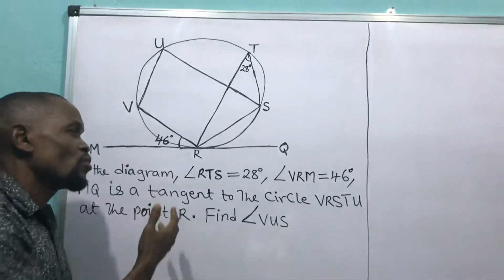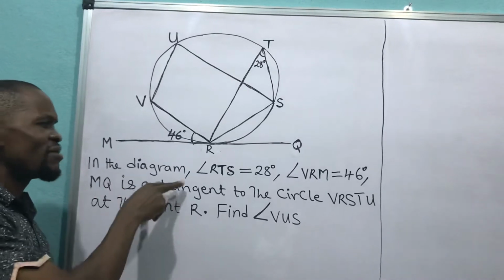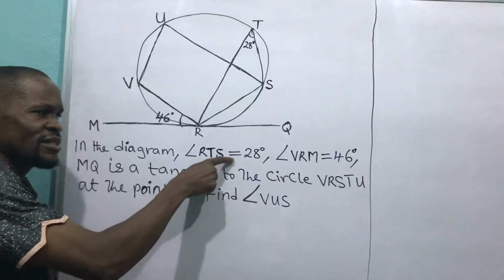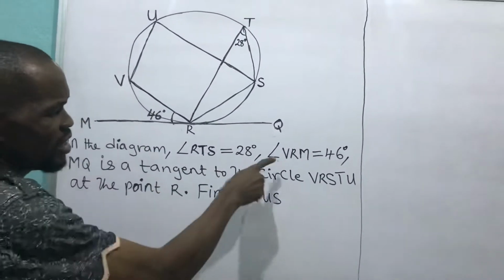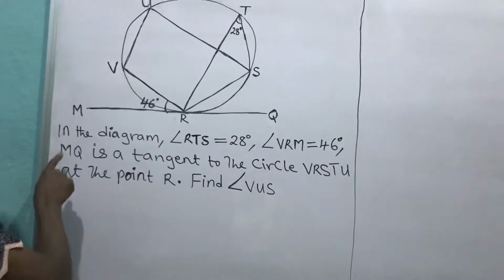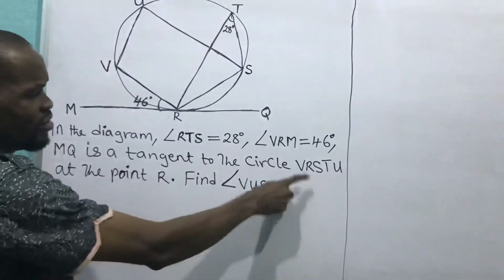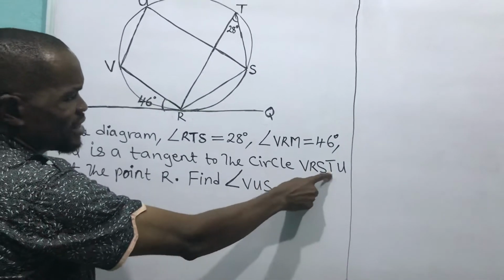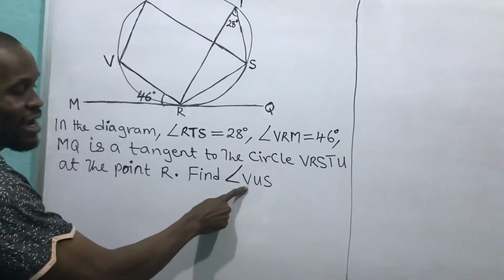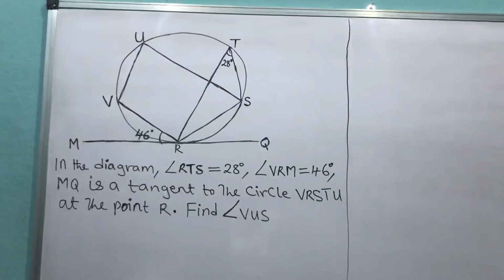This is a WAEC question. He said, in this diagram, angle RTX is equal to 28, angle VRM is equal to 46. MQ is a tangent to the circle VRXTU at the point R. Find angle VUX. Well, let us go to the solution to that.